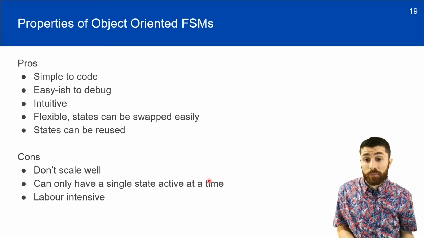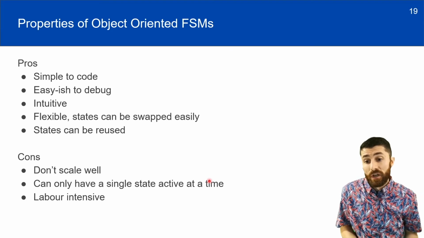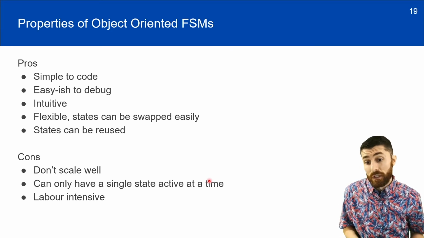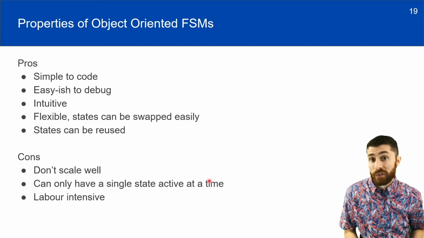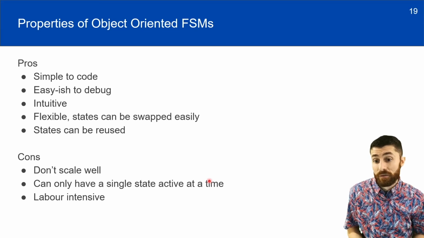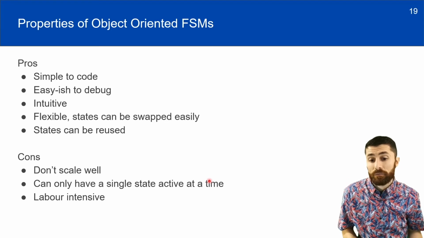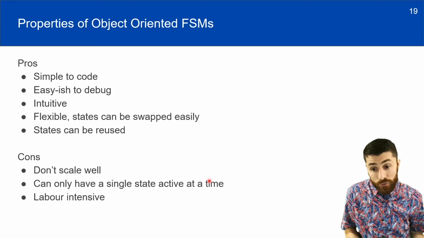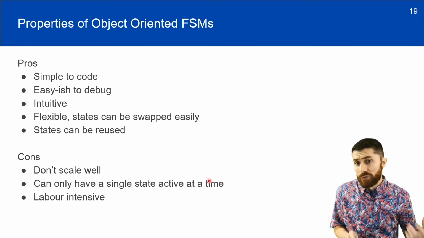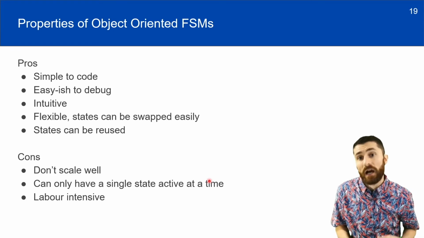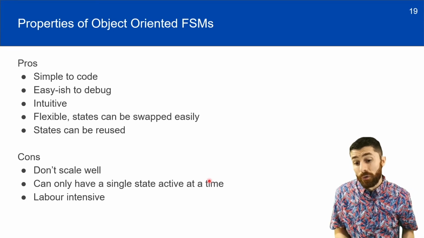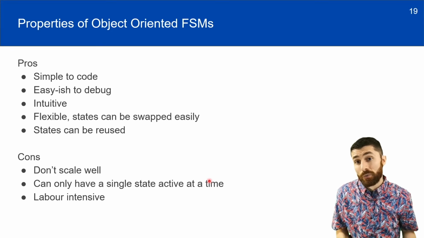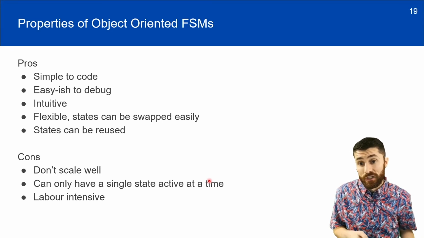Some properties of object-oriented finite state machines: they're simple to code, they're easy-ish to debug, not much more difficult to debug than a standard finite state machine. They're still quite intuitive, they're flexible, the states can be swapped easily, and states can be reused. However, we still have some of those cons. They don't scale well. As you keep adding and adding these states, you're going to have a lot of them, and therefore to manage and know which one you're in, although we have that state manager class to help with that, it still can become quite tricky.